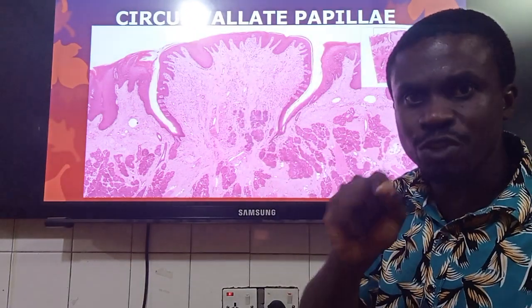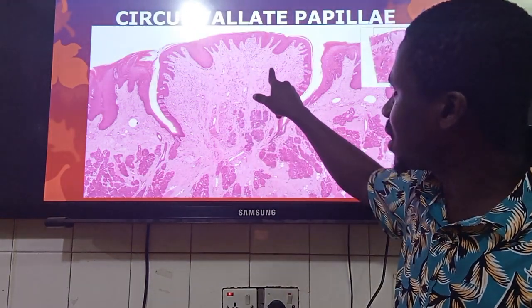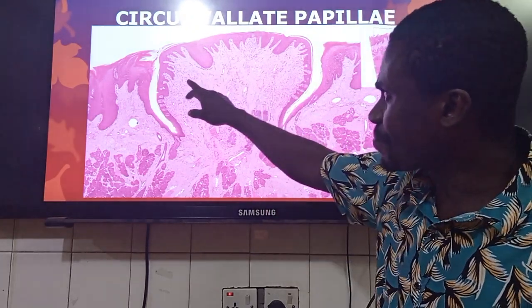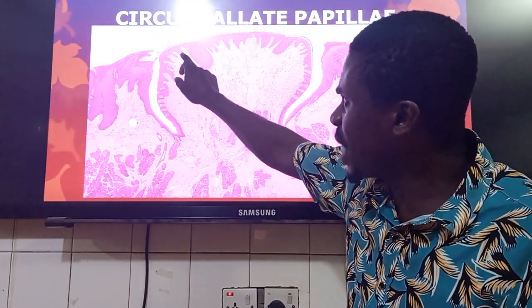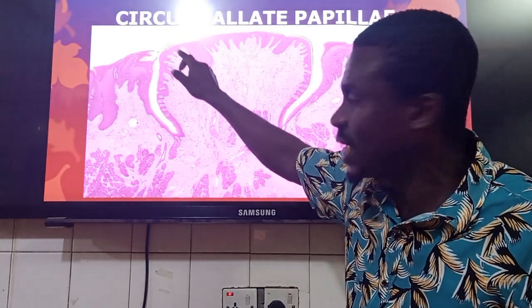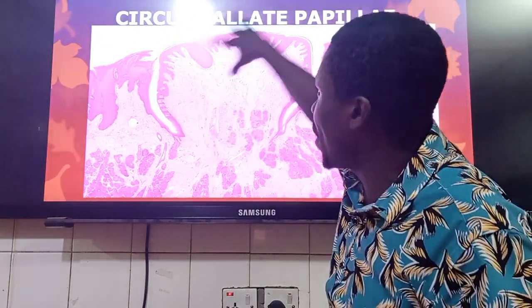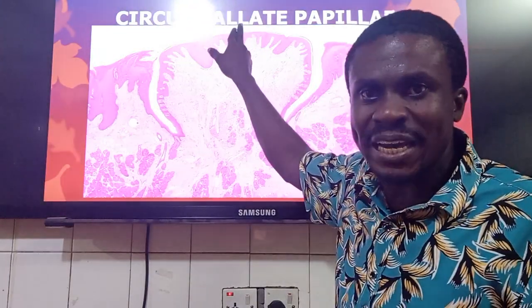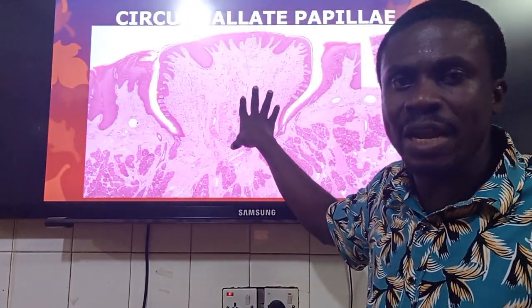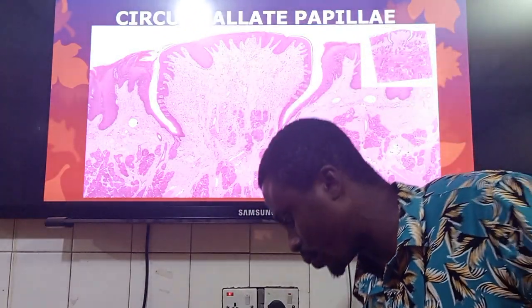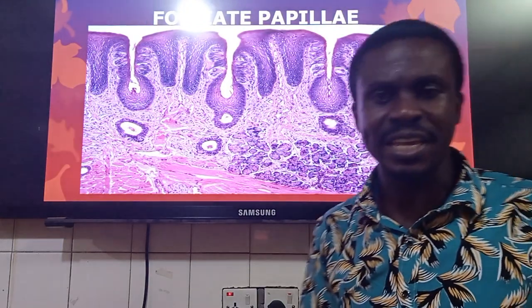But my friends, in addition to that, one thing I want you to know right now is that you'll be seeing epithelium dipping into it and Grünwald's papillae going into it. These are also papillae. And so we have a papilla, and within it, there's another papilla. That is why we call this one a primary lingual papilla, and these ones become secondary lingual papillae. That's one thing I want you to know.